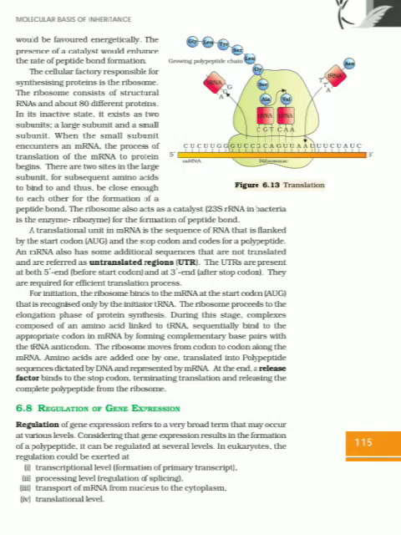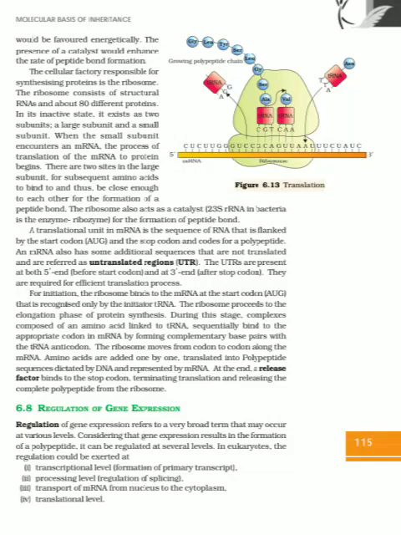A translational unit in mRNA is a sequence of RNA that is flanked by the start codon AUG and the stop codon, and codes for a polypeptide. mRNA also has some additional sequences that are not translated and are referred to as untranslated regions, UTR. The UTRs are present at both the 5' end before the start codon and the 3' end after the stop codon. They are required for efficient translation.